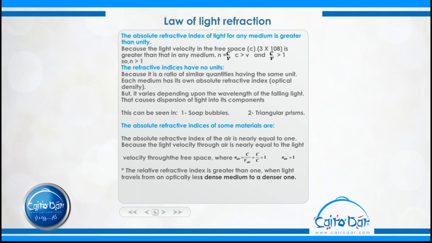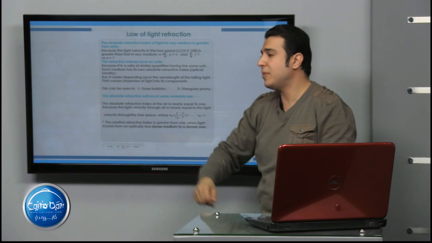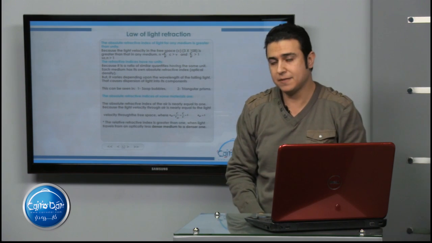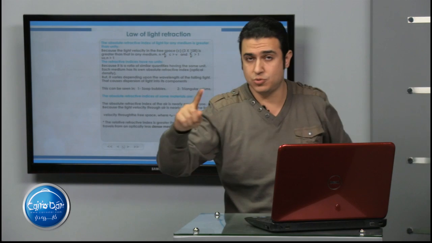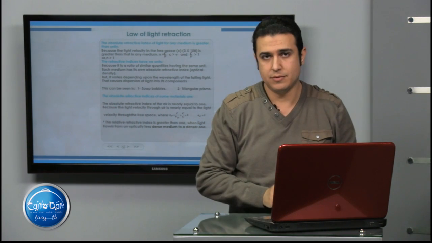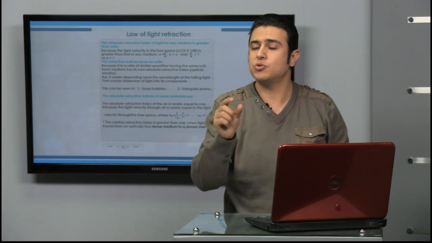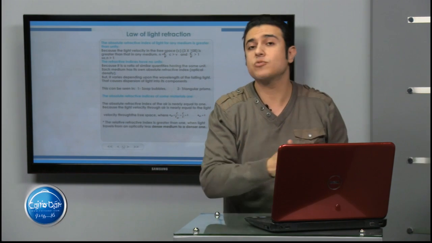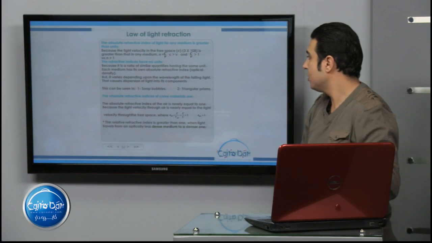Each medium has its own absolute refractive index, its own optical density, so it varies depending upon the wavelength. If the wavelength is long, the refractive index is small. But if the wavelength is short, the refractive index will be very high.